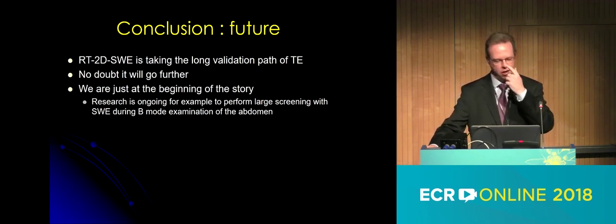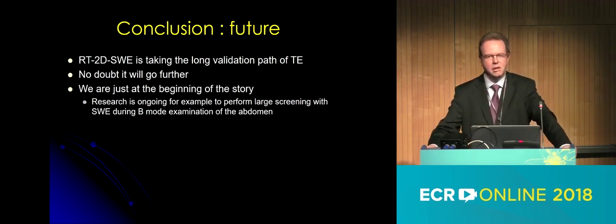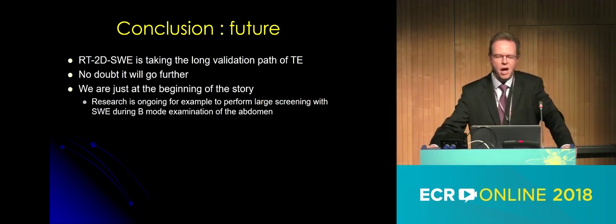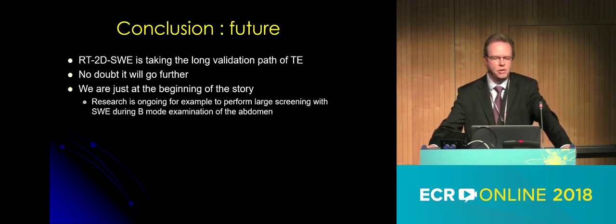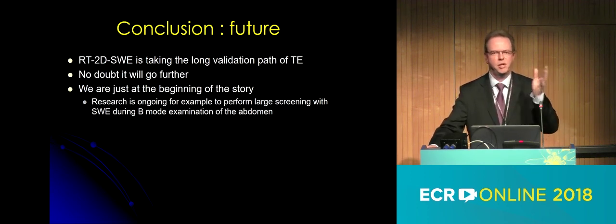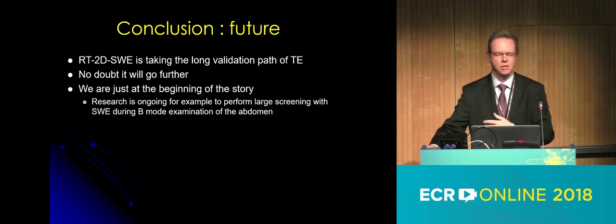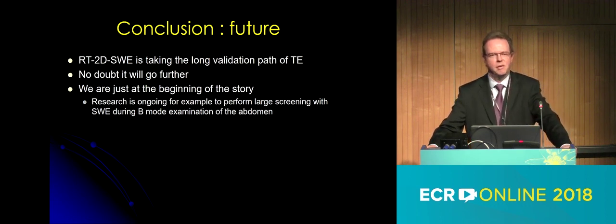There is actually research ongoing in France, and the purpose is to perform a large screening with shear wave elastography during a B-mode examination of any kind of patient, not the ones known with liver fibrosis, to know if we are able to detect and refer to a hepatologist patients who don't know that they have a chronic liver disease. So this is an interesting public health consequence of this kind of tool when it is implemented in first line in the ultrasound device.